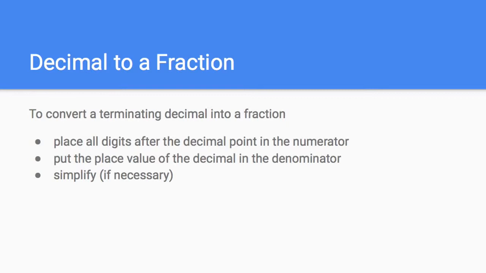What you want to do is take all of the digits after the decimal point and put them in the numerator. Then you find the place value of that very, very last digit in your decimal. That number goes in the denominator, and then simplify if necessary.